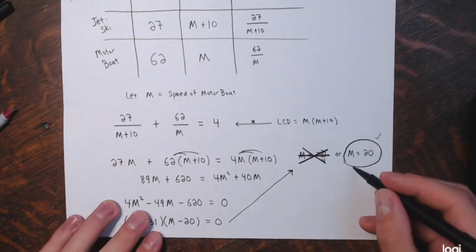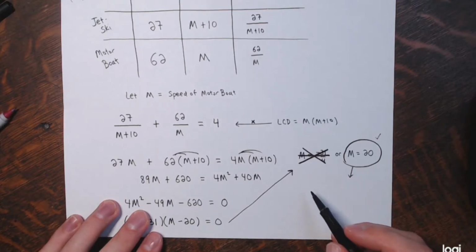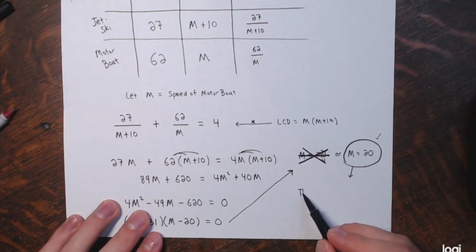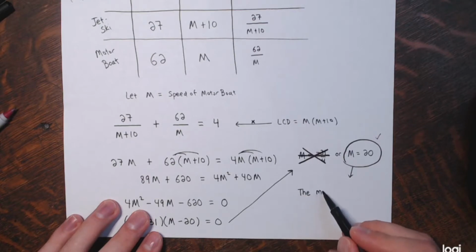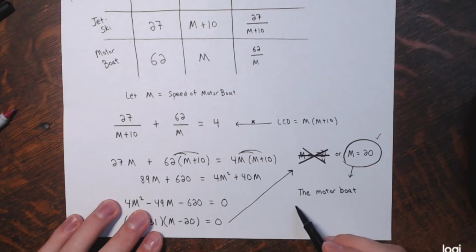And then putting the statement to answer the question here. The motorboat went 20 miles per hour. So that's what m represented, right? The speed of the motorboat.